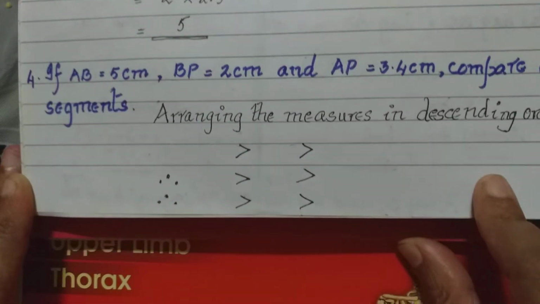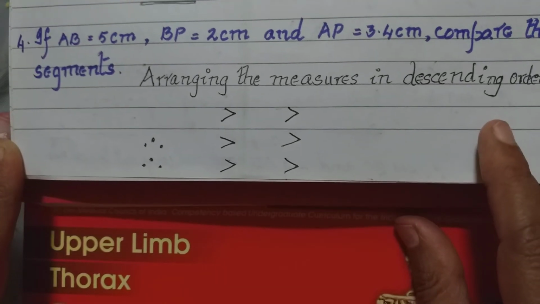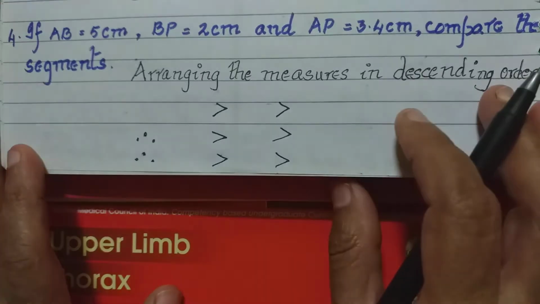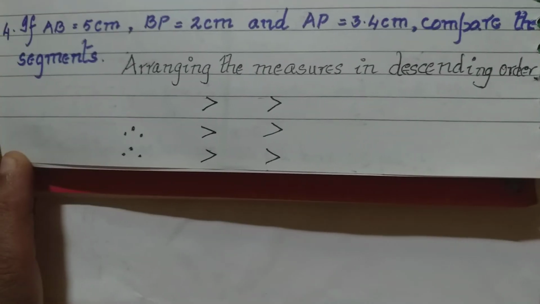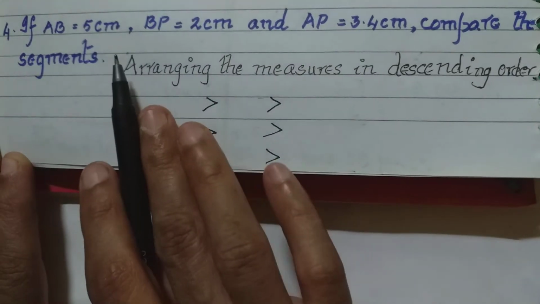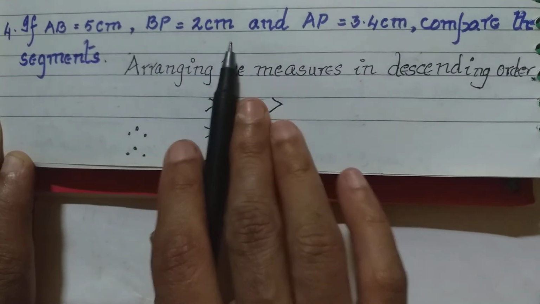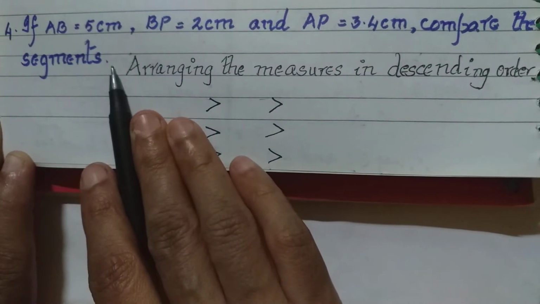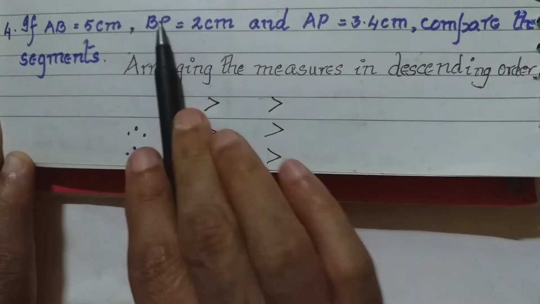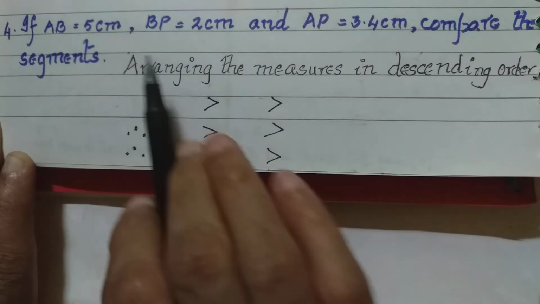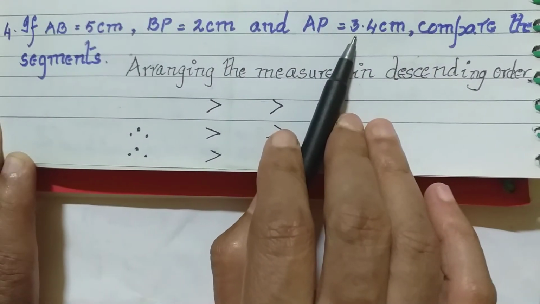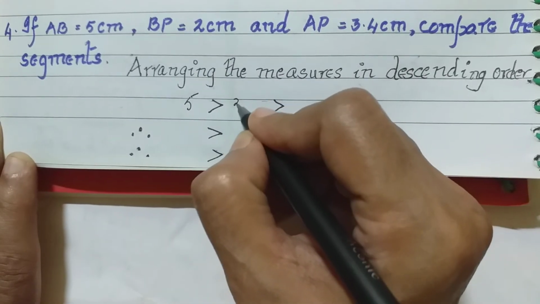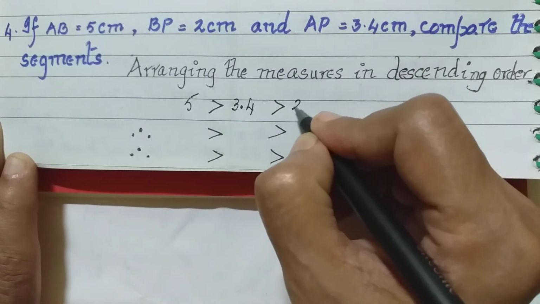Going now to the fourth question, we have to compare the segments. Means we have to compare the lengths of the segments which are given. Okay, so here the lengths are given. AB is 5 cm, BP is 2 cm and AP is 3.4 cm. We have to compare the segments. So first what we do is we arrange all these three measures in descending order. So 5 is greatest, then 3.4 and then 2. So I can write 5 is greater than 3.4 is greater than 2.